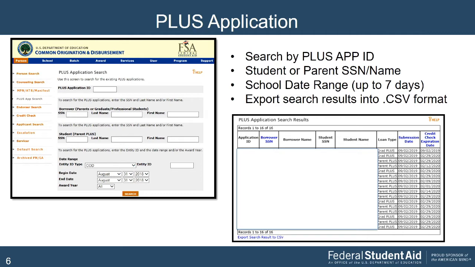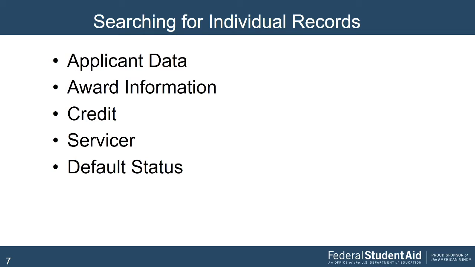There's also the PLUS application search. You can search by the PLUS application ID, which we send to you in the system generated responses. You can search by a combination of the borrower, whether it be the parent or the graduate student, SSN and last name combination minimally, or first name. You can do the student SSN and last name and/or first name if it is a Parent PLUS. Or you can also do a date range school search, and that one's also up to 7 days. You can also export those search results into a CSV file. And again, you can have a happy little report.